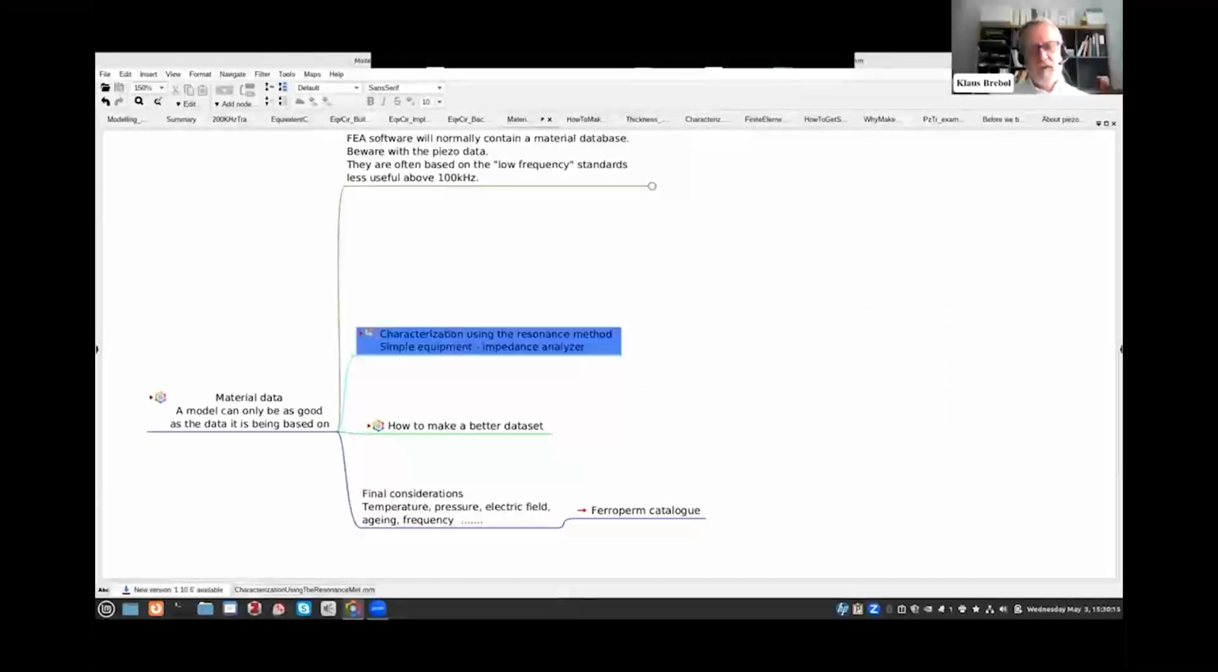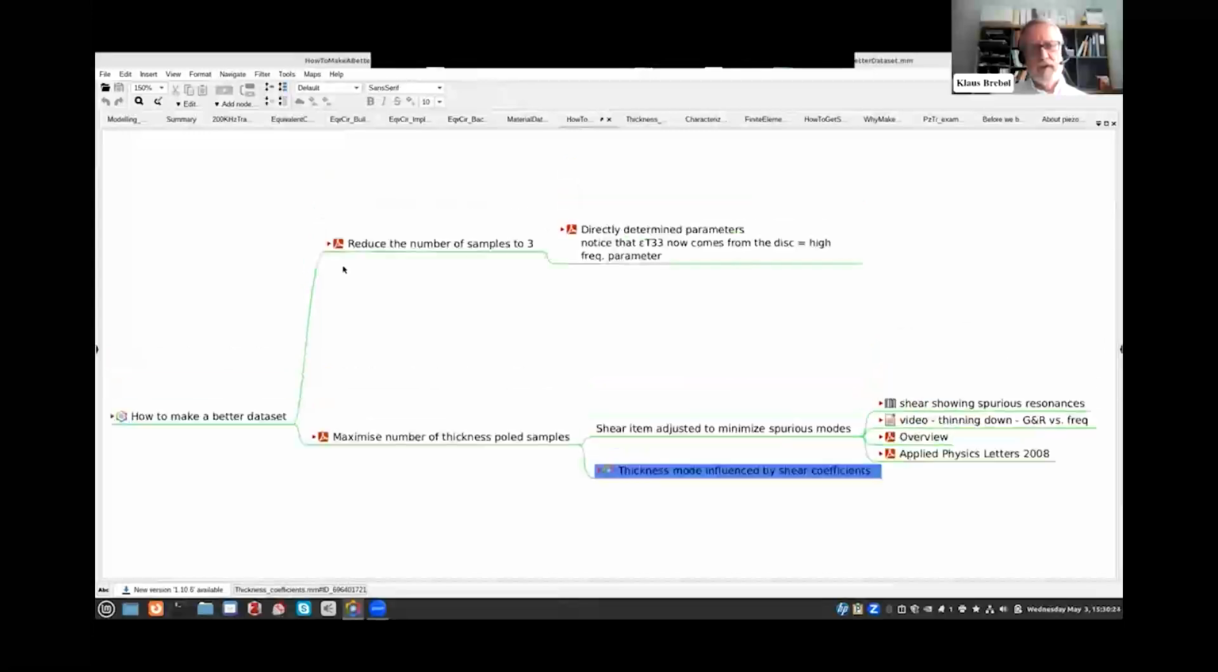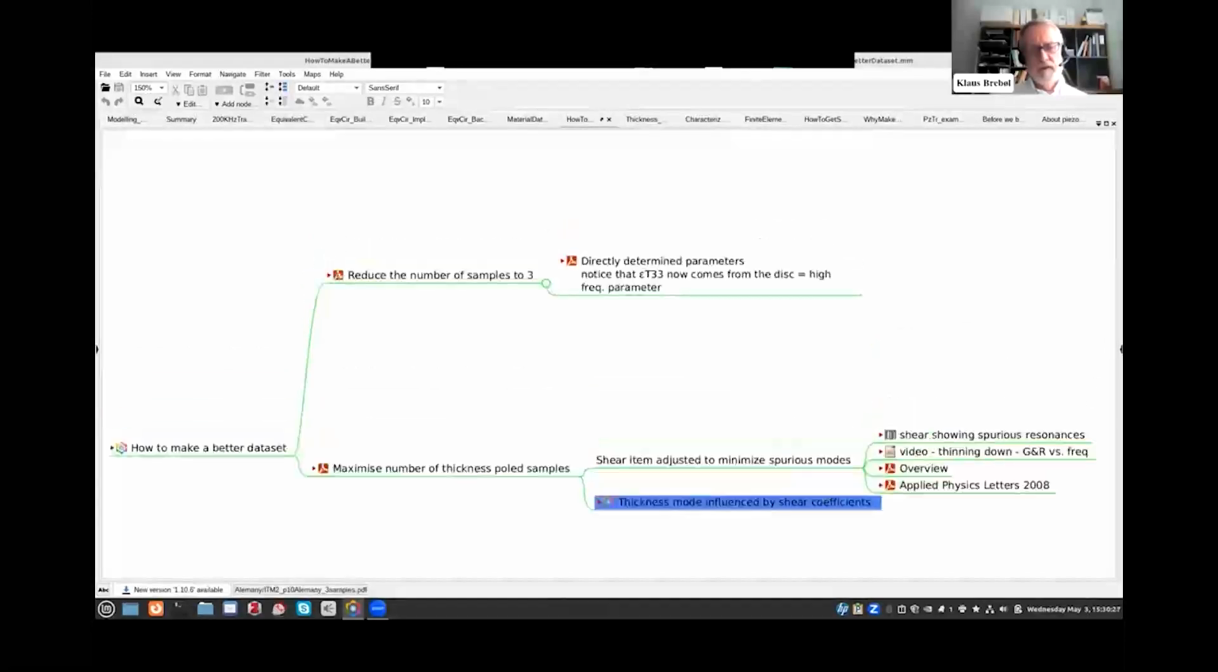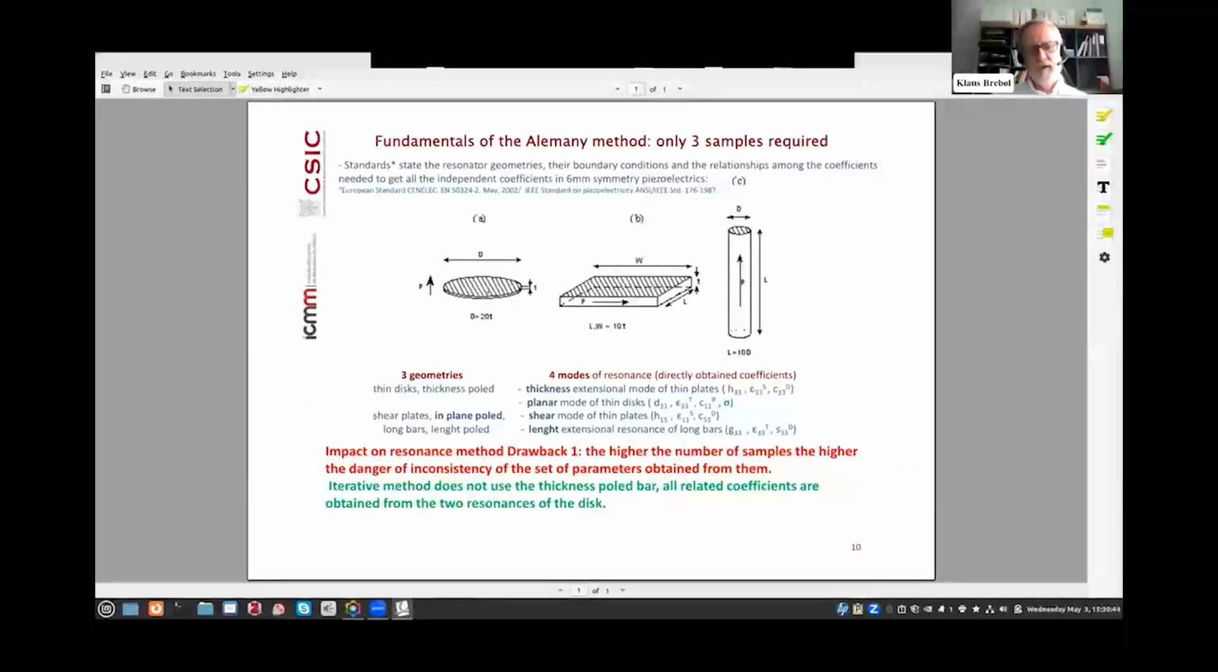So the Alemanni method has certain advantages already, but it's possible to improve it. One thing is that when you measure on 4 different samples, you have a certain spread of parameters. I mean, the 4 different samples are not completely identical, and therefore it can be problematic to combine them into one data set. And using a bit more complicated mathematics in the Alemanni method, the plate resonator has been removed, so it's only 3 resonators instead of 4.